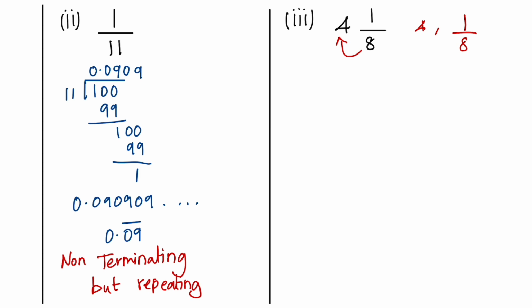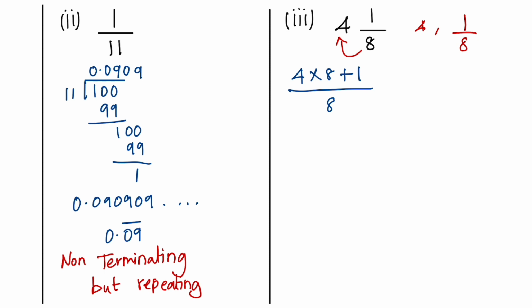So 4 is the whole number part and 1 by 8 is the fractional part, right? Now to convert this, you are going to take this denominator and multiply it with the whole number part and add 1, which is the numerator. The denominator of this would also be 8. The denominator remains the same, but you multiply the denominator with the whole number part and add the numerator.